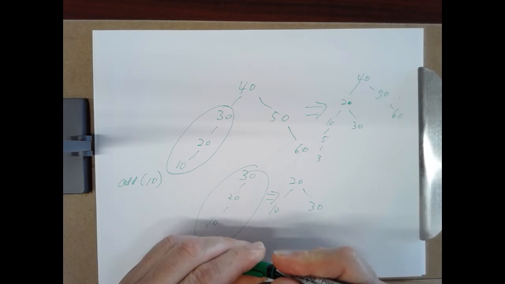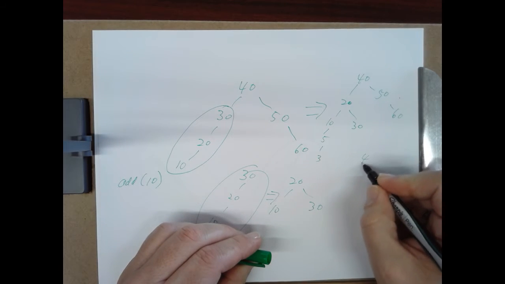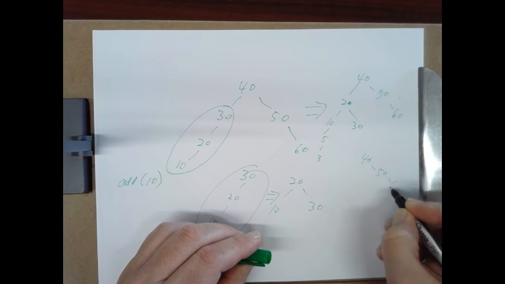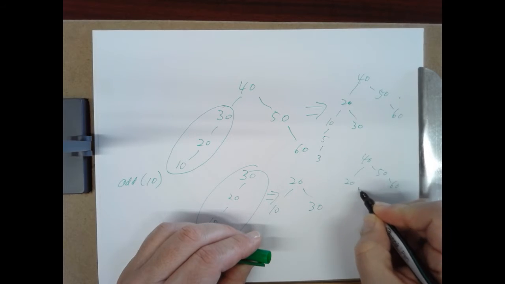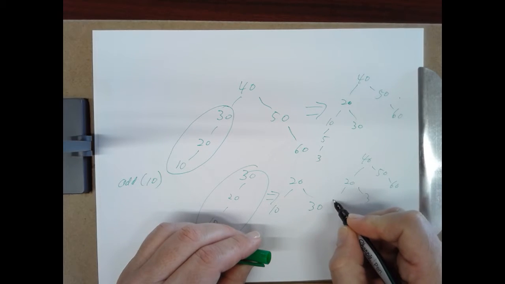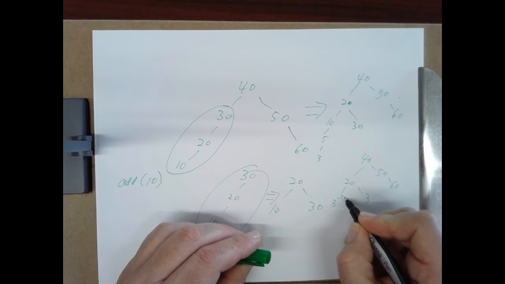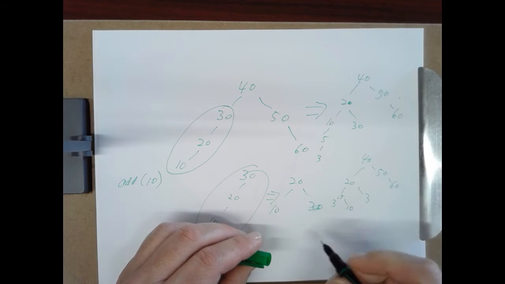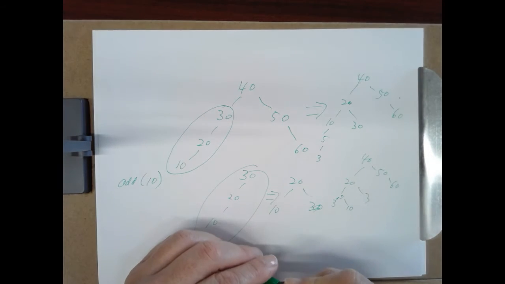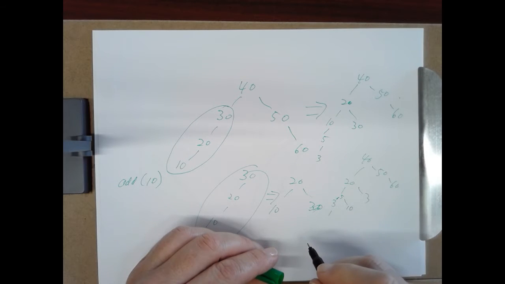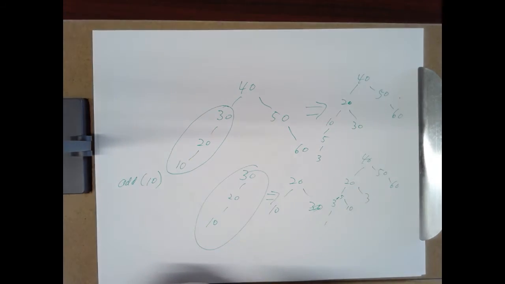And then at that point, this will become 40, 50, 60, 20, 30, 3, 5, 10. And then if we keep adding some more things over here, at some point we're going to get to a case where we have to do 2 rotations. But 2 is always the worst case.